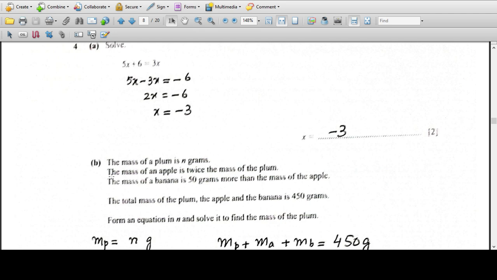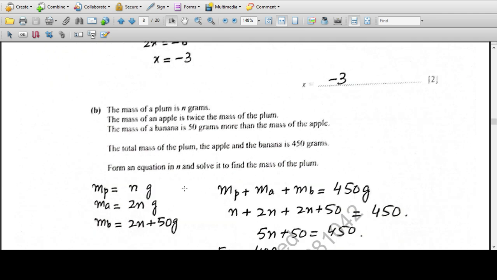In part B, the mass of a plum is n grams, the mass of an apple is twice the mass of plum. So mass of the plum is n grams, mass of the apple is twice the mass of the plum. This becomes 2n. The mass of banana is 50 grams more than the mass of the apple. So mass of the banana is 2n plus 50 grams.